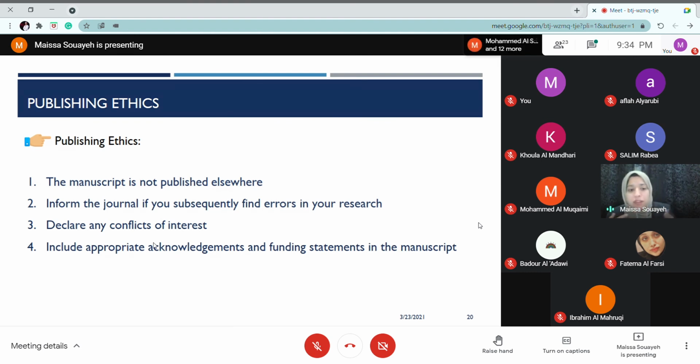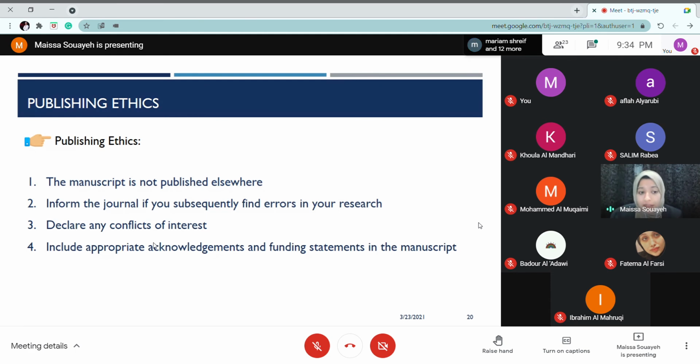For example, you want to publish, and one of the authors is someone related to you, or maybe the editor is related to you, or someone on the editorial board is related to you. You need to declare any conflicts of interest.